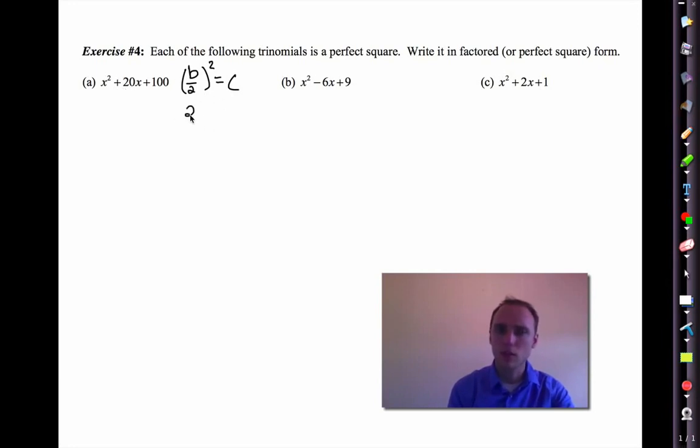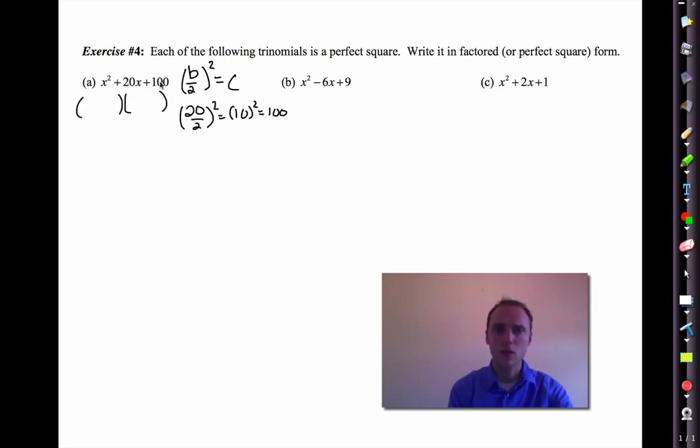So if we take our B term, halve it, and square it, we're going to get 20 divided by 2, which gives me 10 squared, which gives me 100. Right? So it works. I took my B term, divided by 2, and squared it. I got 100. And now what that tells me is, if this works, when I write this in factored form, I'm going to get a perfect square. So let's do that.